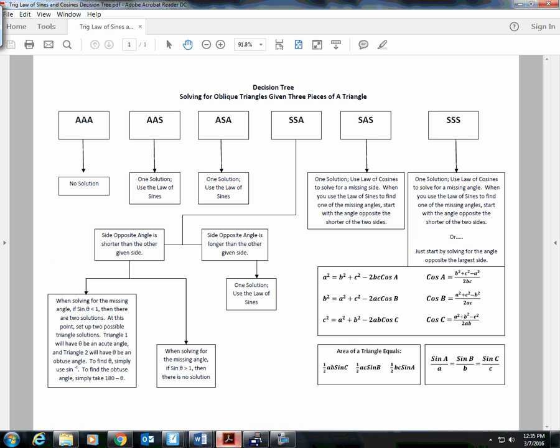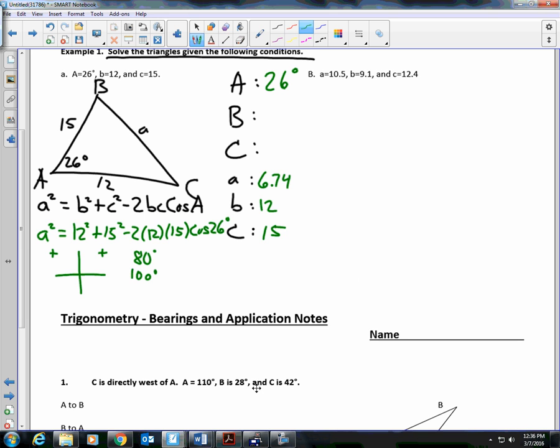So the decision tree says, one solution, use the law of cosines. When you use the law of sines to find one of the missing angles, start with the angle opposite the shorter of the 2 sides. This is where you're at. Okay? So I look at my triangle. Which angle is opposite the shorter of the 2 sides? B. So I start with angle B.